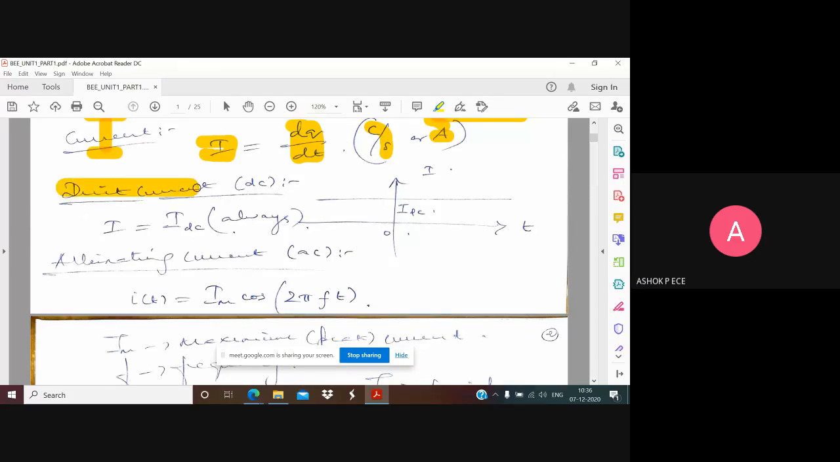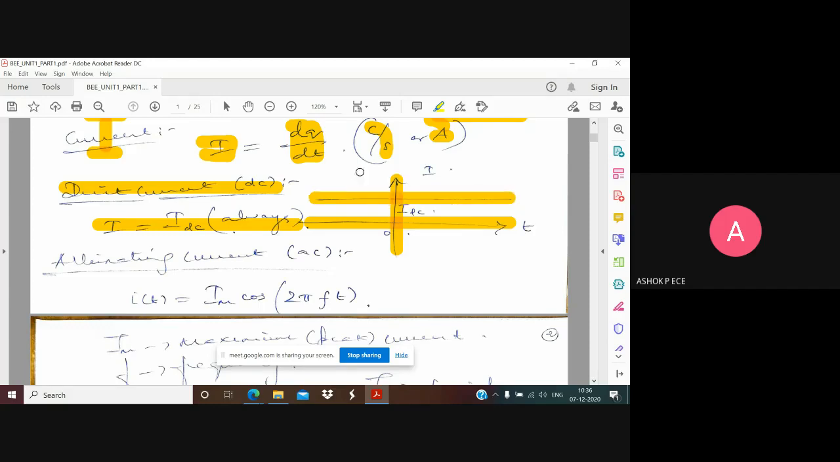So direct current is called DC, and as you said in the induction program, in direct current the amplitude is going to be the same. It is going to be constant. So I'm going to call I as IDC always. When you draw the graph between time and current, you see that the current is always constant throughout the entire time from minus infinity to plus infinity. So this is going to be DC.